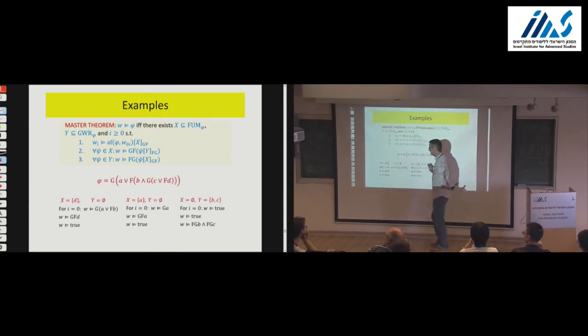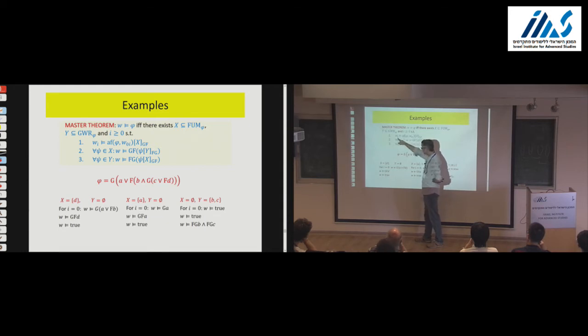For I equals 0 only? Yeah, okay, let's see. Now the idea is, what is this I? What is this condition 1, right? What this is telling you is that WI satisfies this formula, right?